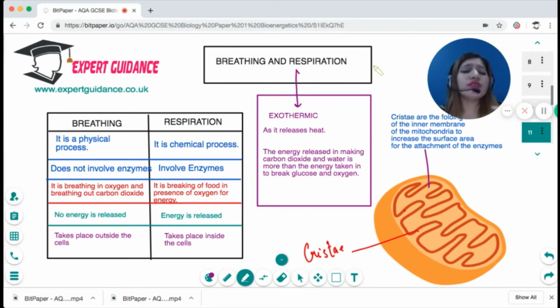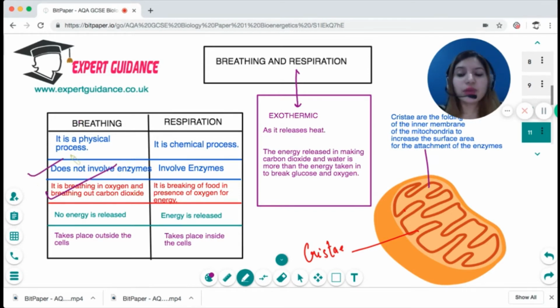Now, most of the time students confuse and say breathing and respiration are the same. But that's not right. Breathing is a physical process. Breathing involves no chemical reaction. It's just taking in oxygen and giving out carbon dioxide. Whereas respiration is using this oxygen, combining it with the product of digestion, which is glucose. So it is a reaction between glucose and oxygen to form carbon dioxide and water, whereas breathing is just taking in oxygen and giving off carbon dioxide.